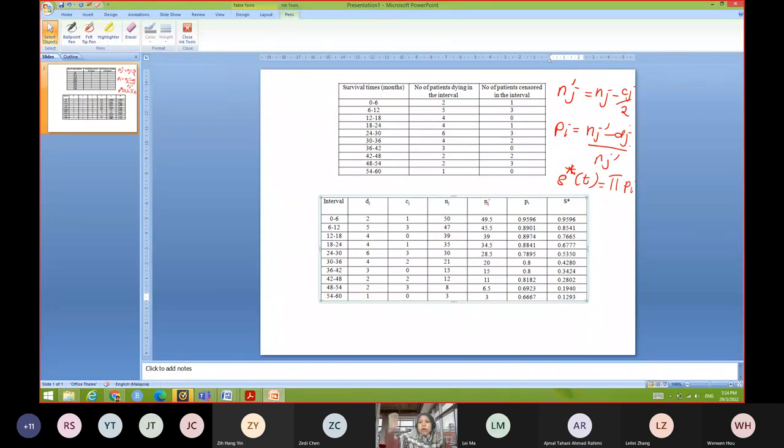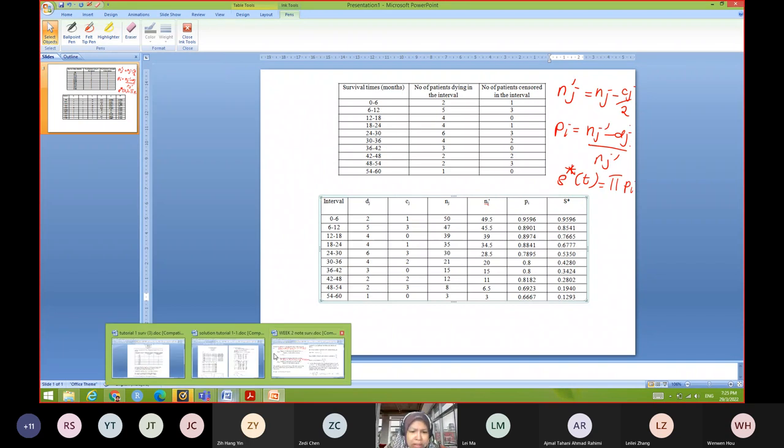Okay, so any problem with S star T? Hi, doctor, this is a question, yeah? From our previous lecture example, the first interval S star T will always equal 1, right? But then... Yeah, you're right. Yeah, I forgot.